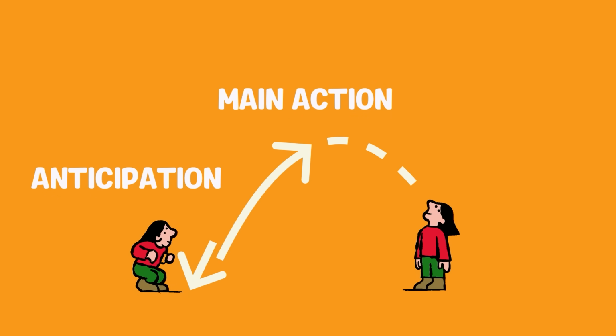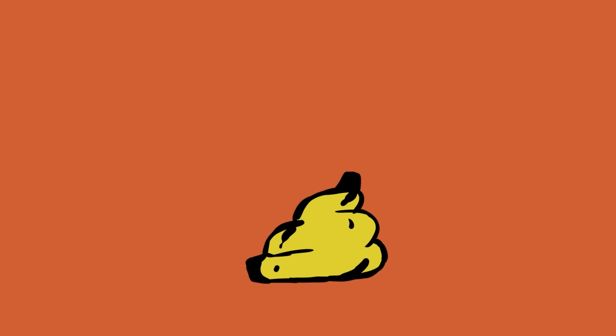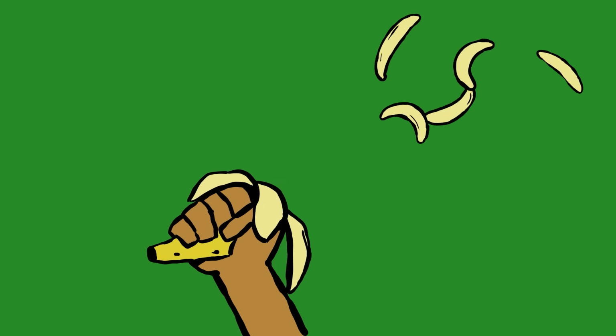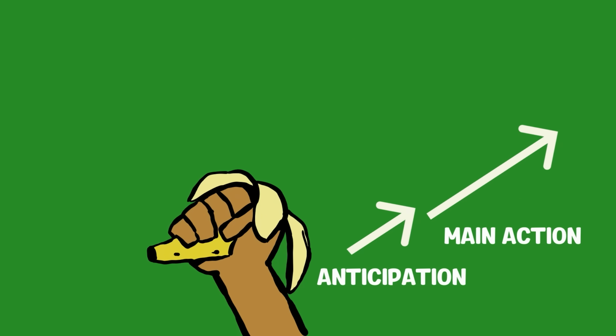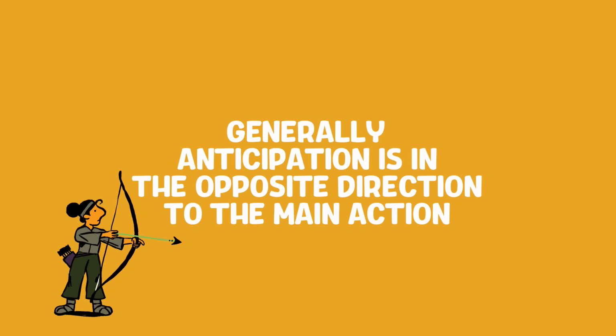Of course, there are always exceptions. In this case, I've really exaggerated the anticipation and then had a quite small main action, so I had a little jump. I did this because I thought it looked funnier. And here I've made an anticipation that builds energy in the same direction as the main action, and it still works. But yeah, generally most anticipations are in the opposite direction to the main action.